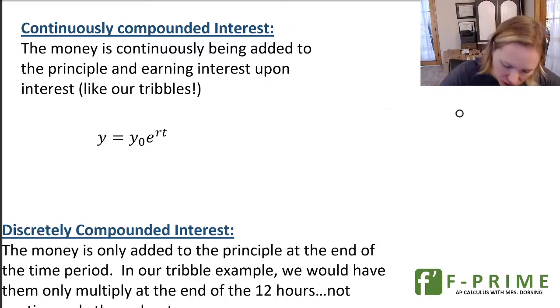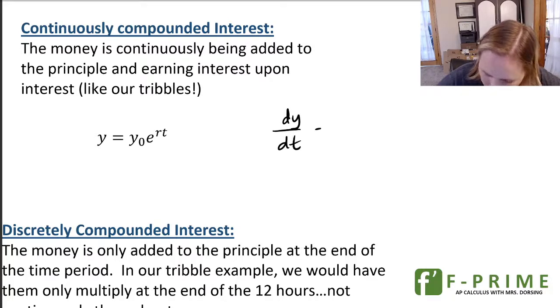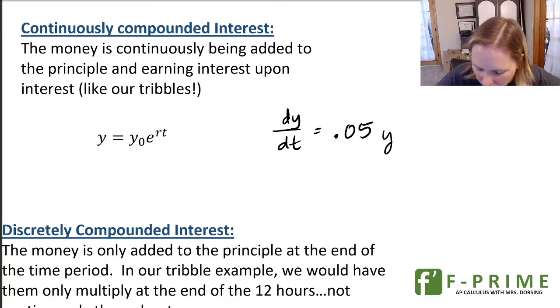So it ends up looking like this, where dy/dt equals 0.05 times y. That's my rate of change. So that's what I'm doing. That's what I'm increasing my bank account by.